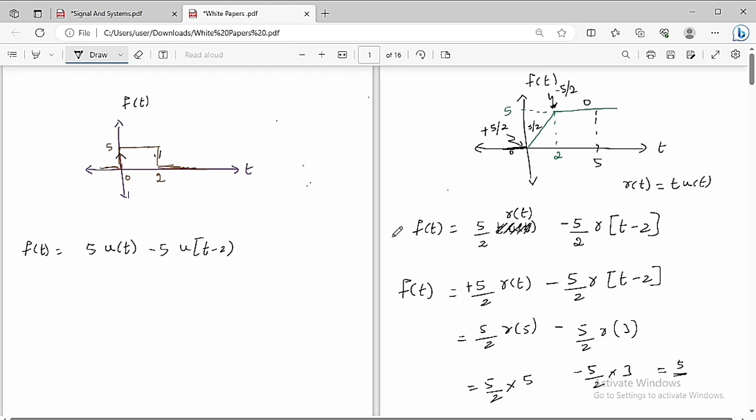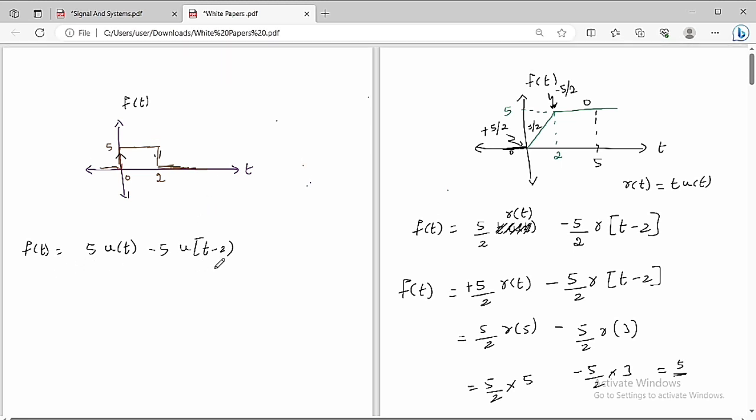What I'm trying to tell you is very simple. Suppose you take a signal in terms of steps, and it's a finite step signal, and you add all the coefficients, its value will be equal to 0. But this is not true in the case of the ramp. Suppose you take a ramp signal of finite duration, then you add all the coefficients, the summation will not be equal to 0.